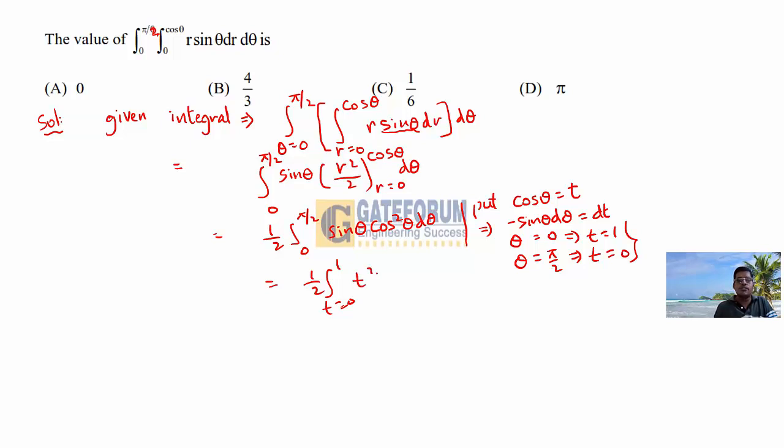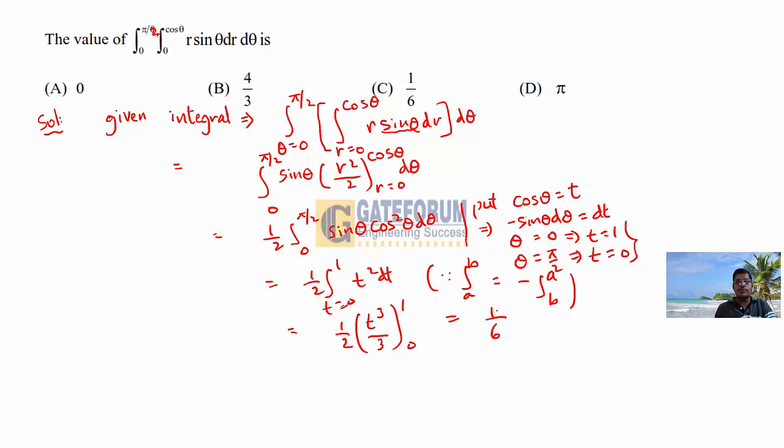So this is t square dt. Since integral a to b is equal to minus integral b to a, change of limits. So t square integration with respect to t is t cube by 3 between the limits 0 to 1, times half. So this simplifies to 1 by 6. So the answer is 1 by 6. Accordingly, the option is C. This is the end of the question.